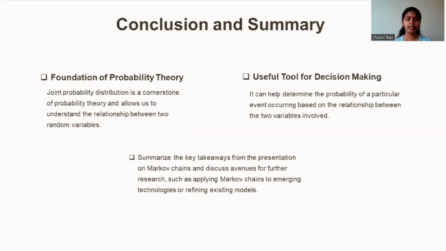Concluding the topic by summarizing the prior slides. Foundation of probability theory: joint probability distribution is a cornerstone of probability theory and allows us to understand the relationship between two random variables. Useful tool for decision making: it can help determine the probability of a particular event occurring based on the relationship between the two variables involved. Summarize the key takeaways from the presentation on Markov chains and discuss avenues for further research such as applying Markov chains to emerging technologies or refining existing models.